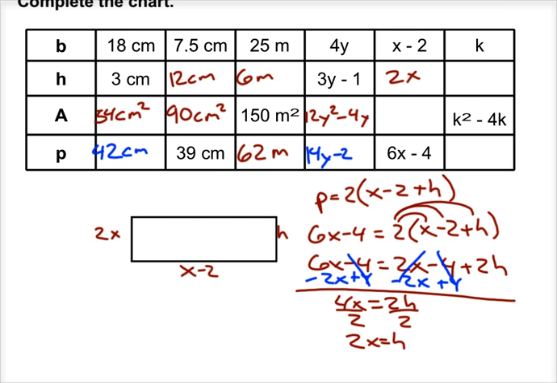And I'm left with trying to find the area at this point, and I know the area is base times height, so it's going to be 2x times x minus 2. Distribute, and I would get 2x squared minus 4x.